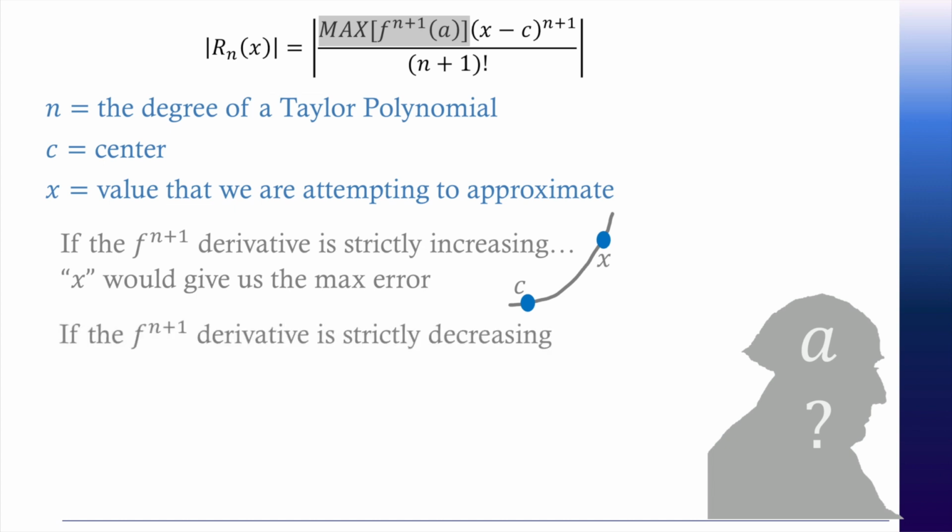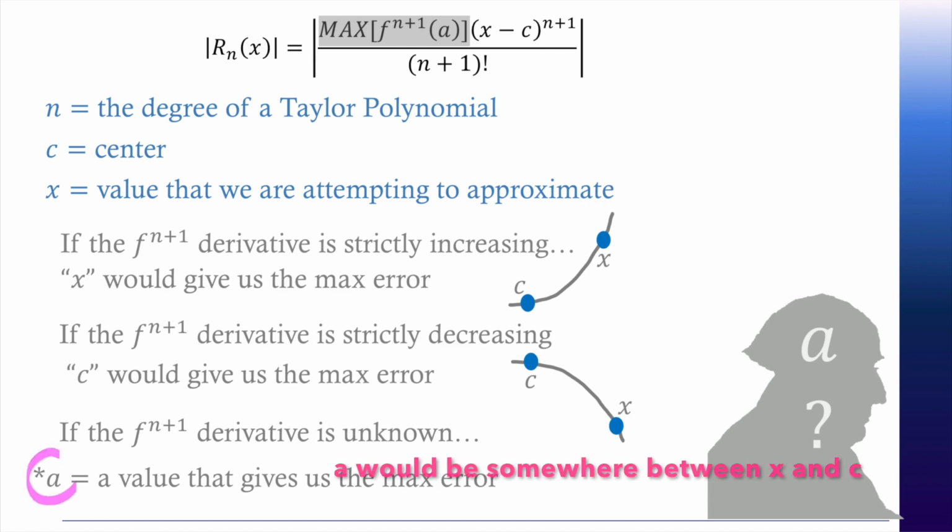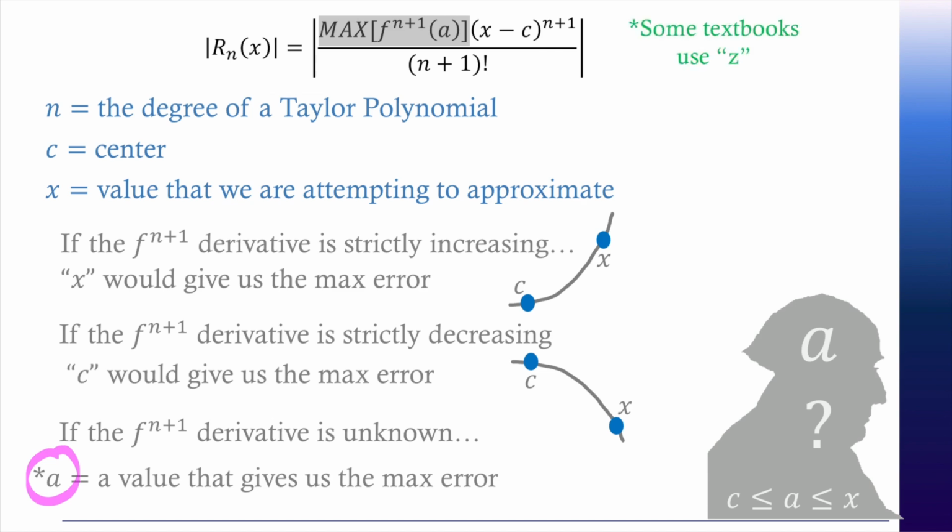If the n plus 1 derivative is strictly decreasing, if we go from c to x, well, this time c would give us the max error. If the n plus 1 derivative is unknown, well, then we say that a gives us the max error. Some textbooks, just so you know, use z instead of a.